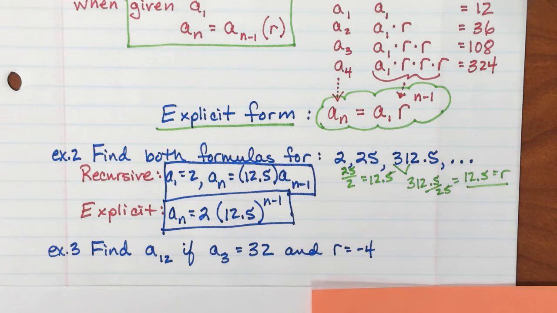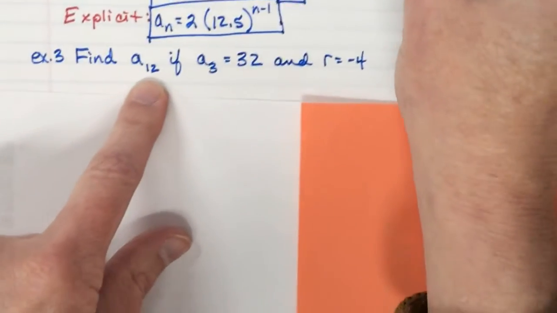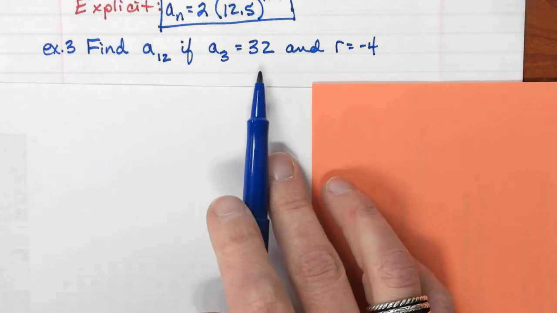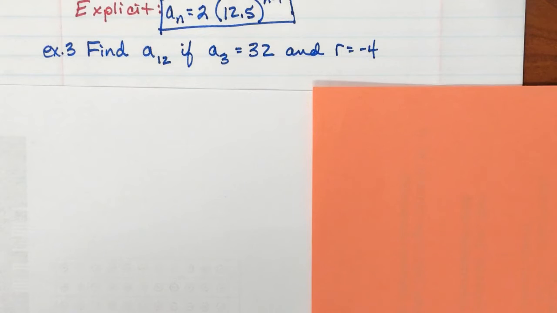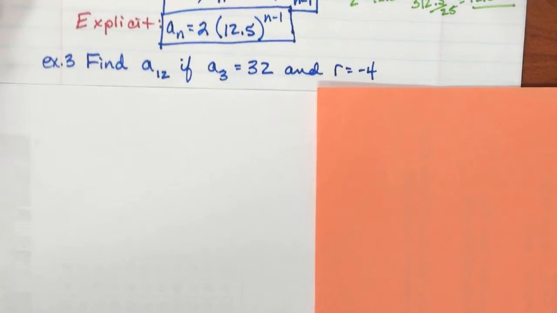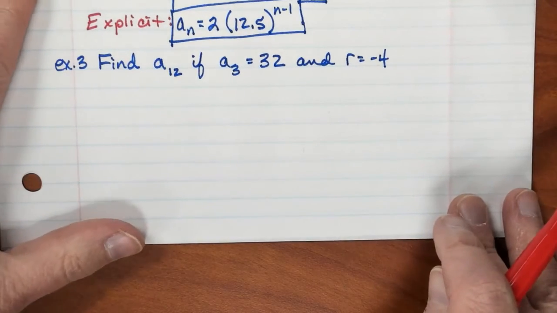I'd like you to find a specific number in the sequence. I want you to find the 12th term of this sequence if the third term is 32 and r is negative 4. All right, well that's okay. I can do that, but I'm missing something. You need something else. What you need is the first term, right?